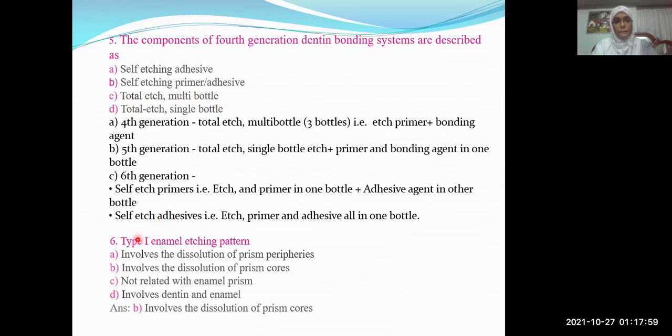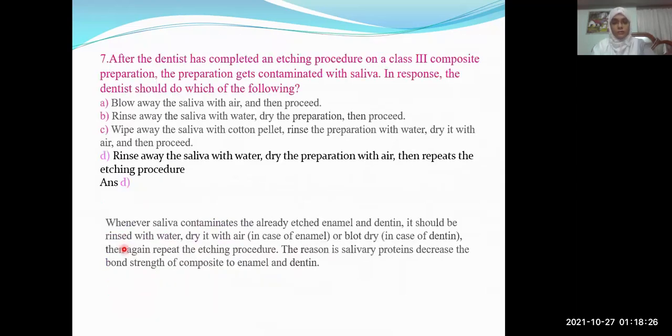Next is type 1 enamel etching pattern. So one thing you must know is that enamel etching can occur in two patterns. It can either be dissolution of the prism cores, or it can be dissolution of the prism peripheries. So in type 1, it is usually dissolution of the prism cores. Whereas in type 2, it will be dissolution of the prism peripheries. So answer is option B.